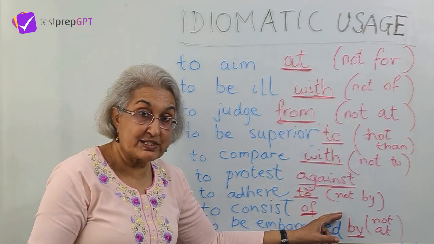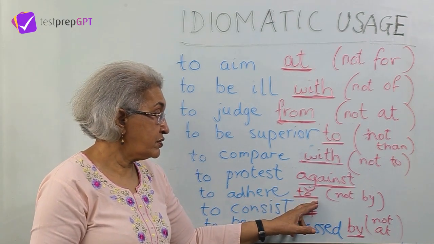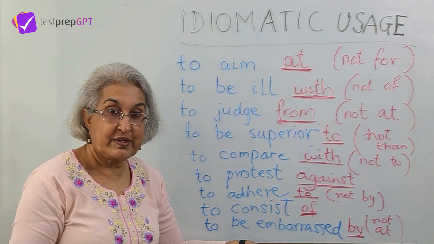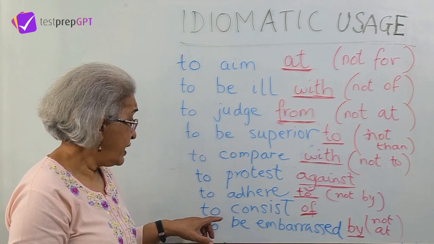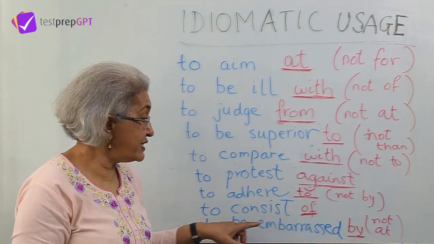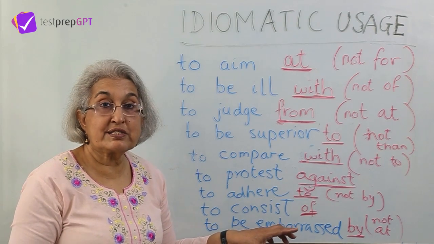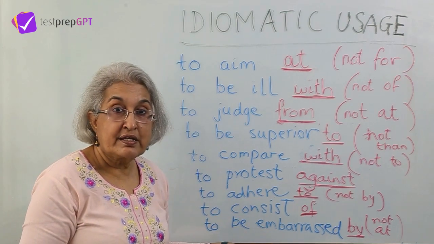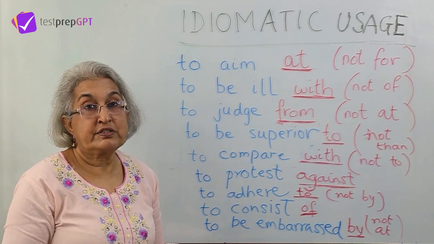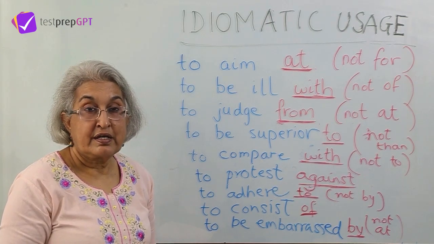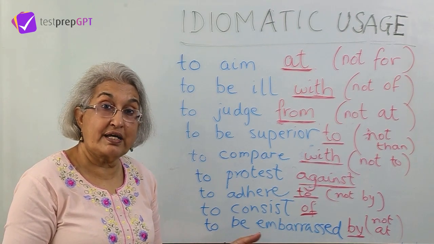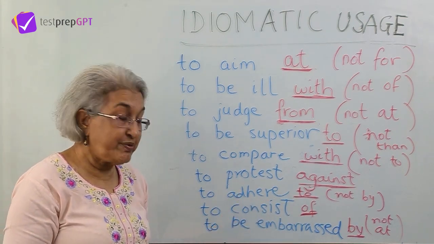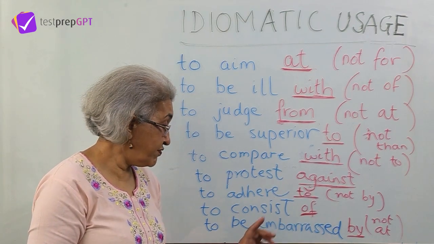To protest against. To adhere to, not by. Adhere to the rules, not adhere by the rules. These are small errors sometimes that come up. To consist of. Now when we say that the book consists of, that is correct. But when we use to comprise, then we don't use of. So this book comprises many stories, many things are there, so comprises. But we don't use of with comprises, we use of only with consist, to consist of.